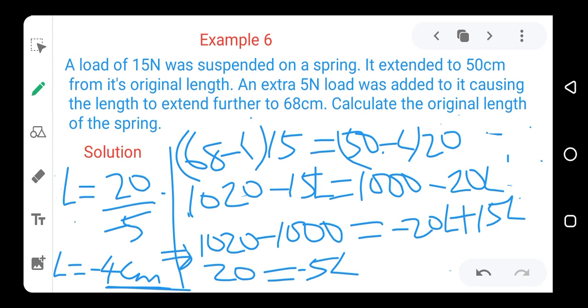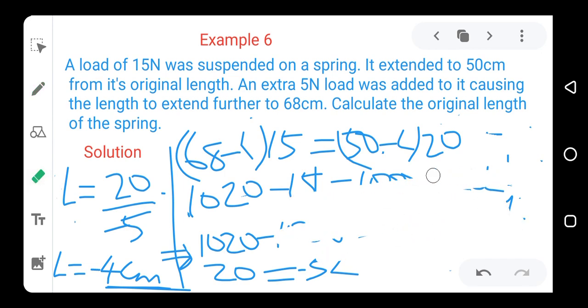Compression or expansion, or the extension that happens in a spring. The spring can compress and it can extend or expand. So if the force acting on it had been acting on compression, then the original length will return back, which will give us negative. So the original length of the spring is negative 4.